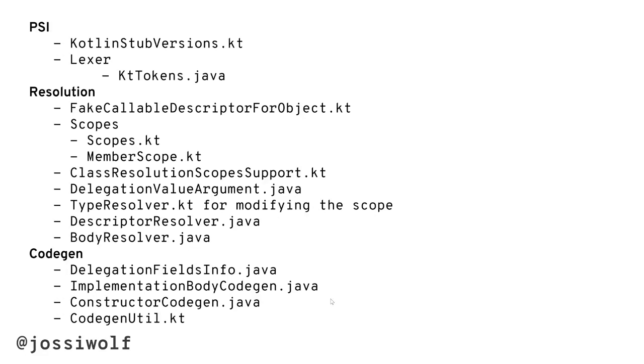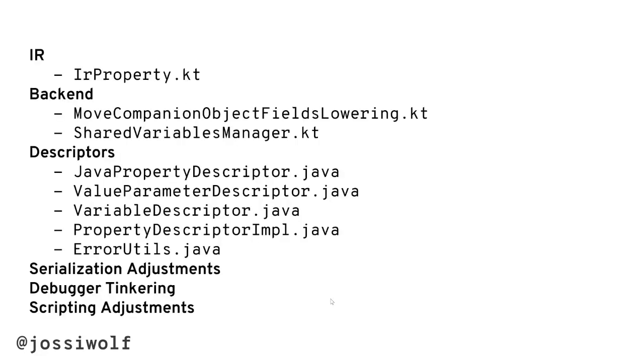Basically, here's a list of what I modified, and you don't have to read through all of it. I hooked into all of the different stages: PSI, where I added the tokens, then a lot in resolution to make it work with autocomplete, and then code generation, which is the actual magic part. Also some stuff in the IR, the intermediate representation in the code generation phase, then some more stuff in the backend for descriptors, which are basically the models. Then I did some serialization adjustments, debugger tinkering, and scripting adjustments.